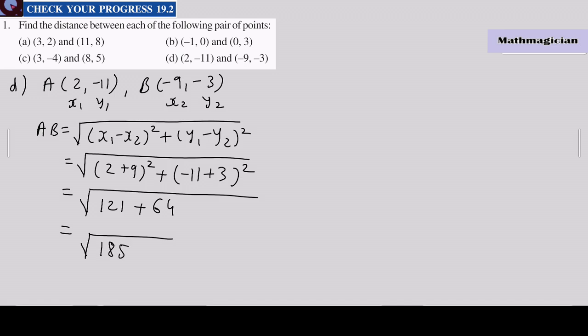Let's check, can we prime factorize it or not. 185 is divisible by 5. 5 3s are 15, 5 7s are 35. Again, we cannot simplify it, so this is your final answer.